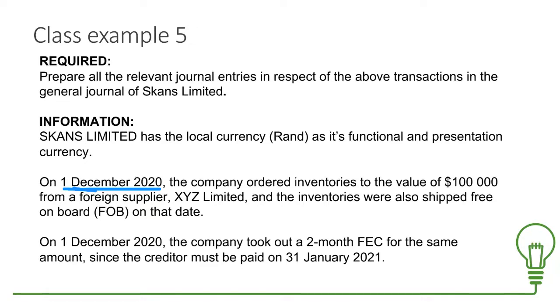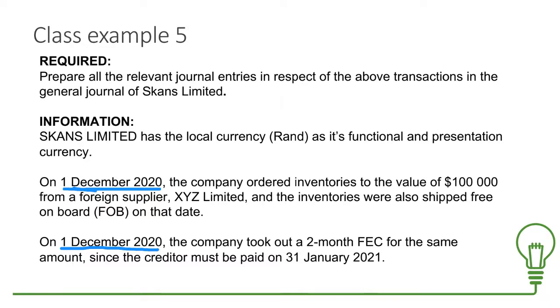Right. Then it says on 1 December again. So again, like I said, we don't always need to take out the FEC on the transaction date. We can take it out on any date, right? So don't get fooled by that in your questions. We can take it out on any date. However, it must meet the criteria of hedge accounting. It must be linked to the hedged instrument, right? And you're going to see what that's going to look like in your questions just now.